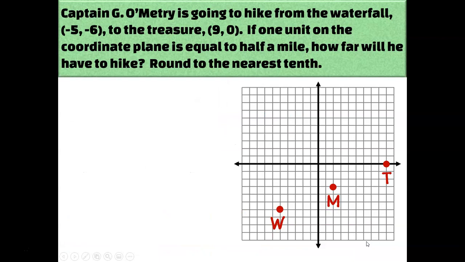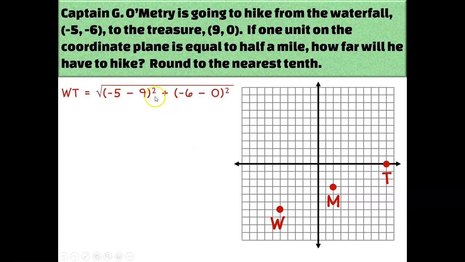And the last thing that we'll apply the distance formula to is just a quick word problem about Captain Geometry the pirate again. He's going on a hike from the waterfall at (-5, -6) to the treasure, which we located in the previous lesson about midpoints, which is at the point (9, 0). So if 1 unit on this coordinate plane is equal to half of a mile, how far is he going to have to hike? Well, we need to calculate the length from W to T, from (-5, -6) to (9, 0).